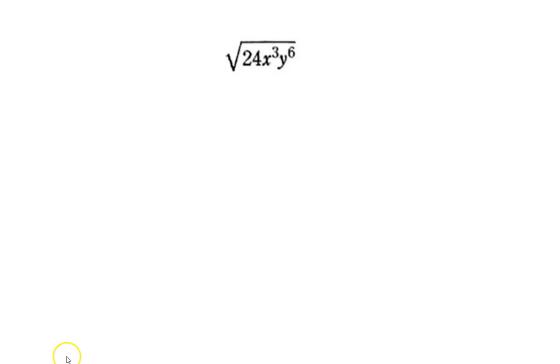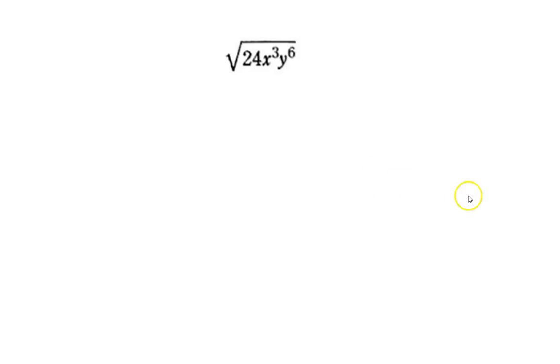All right, folks, I'm going to go over a couple of problems from your practice that we did last Thursday on the nth roots and evaluating nth roots and solving equations with nth roots and all that stuff. So I have right here problem number 2, where we have the square root of 24 x to the third y to the sixth, and we have to evaluate that square root.